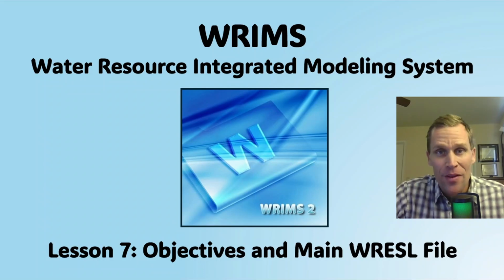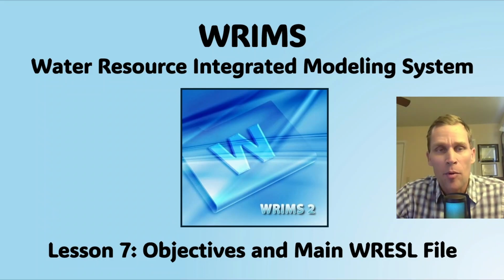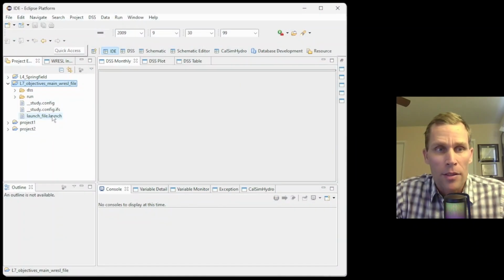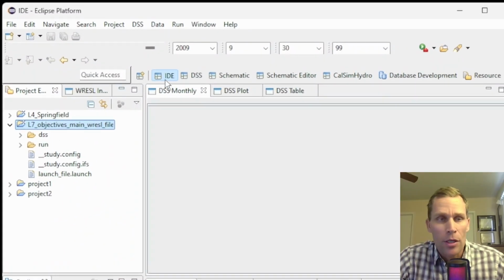Welcome and hello. This is a lesson in WRIMS, and in this lesson, I'm going to be covering the objective function value as well as the main WRESL file. All right, so what I have on the screen here is my WRIMS interface. I've already loaded up the project L7 for lesson 7.